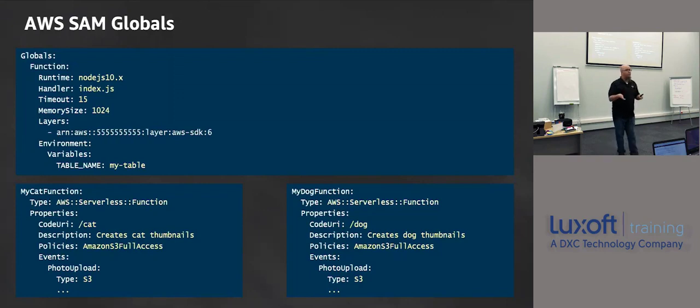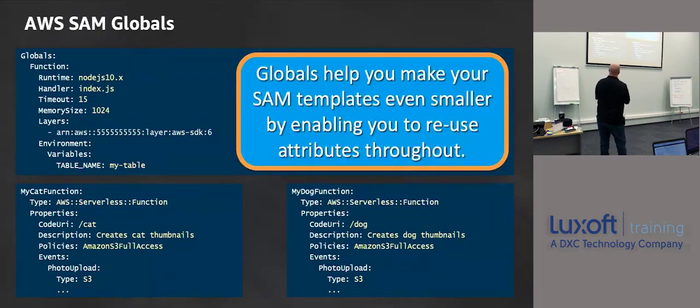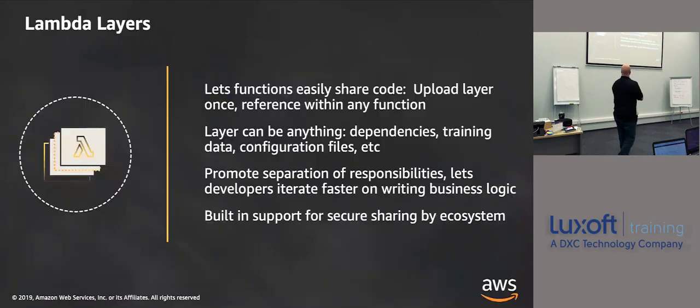So when you're using SAM, very helpful to use globals. Again, as I said before, I have an example. So if I do memory size 1024 in globals, I can override that at the function itself. So I can say, hey, I want all my functions to be 1024, but this one needs to be 2048. All right, so that's how globals work.